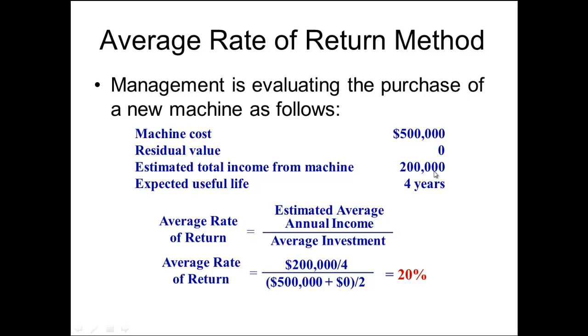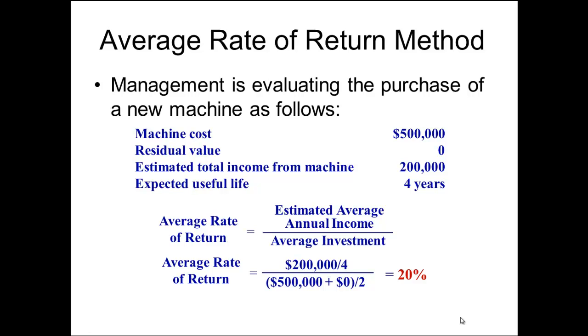Oh, I'm sorry. Looking back at this, it was written kind of confusingly. The $200,000 is the total amount, and it's going to be spread over 4 years. So we're going to have $200,000 divided by 4 years, which gets us $50,000 per year, right? For the average investment, we simply take that machine cost, we add to it the residual value, which was 0. We're going to divide the total of these 2 by 2, and once we crunch the numbers here, we're going to get 20%.